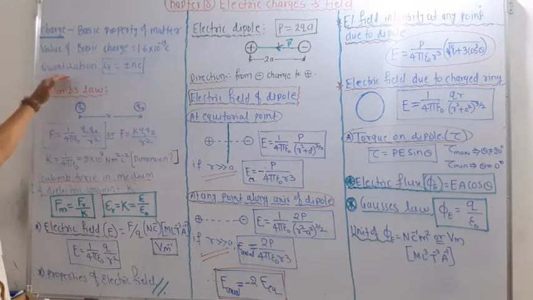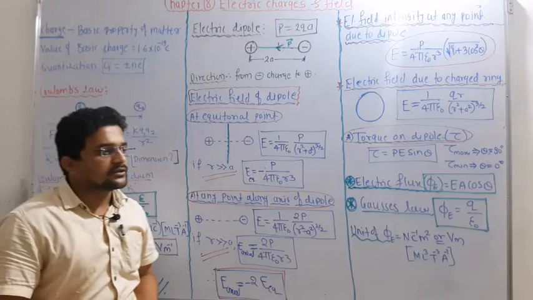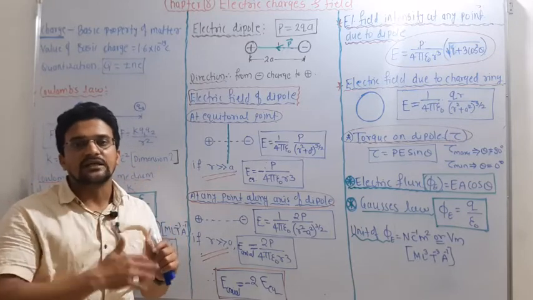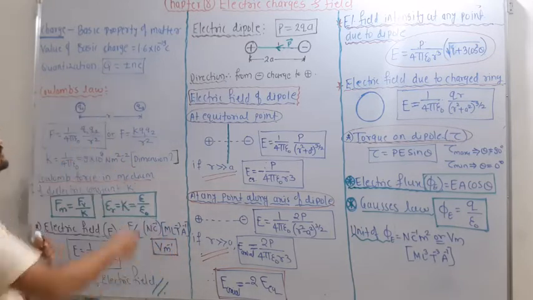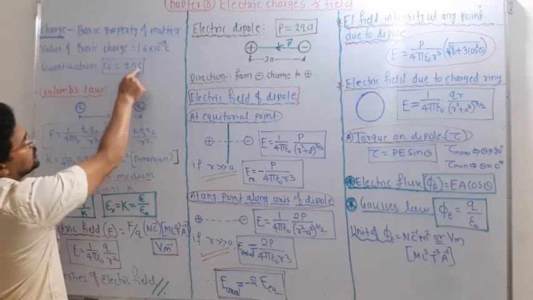Then the quantization condition: the charge on a body is an integral multiple of the basic value of charge. So it becomes q equals n times e.